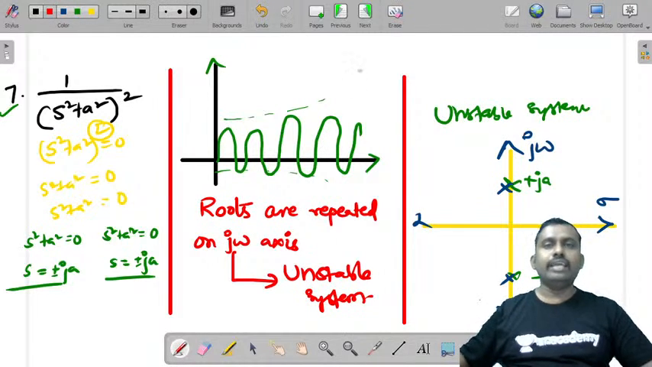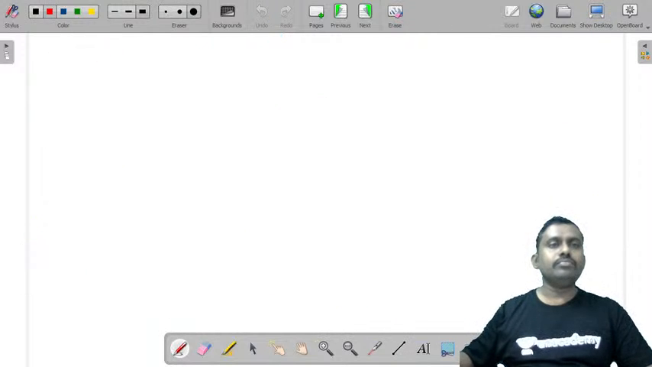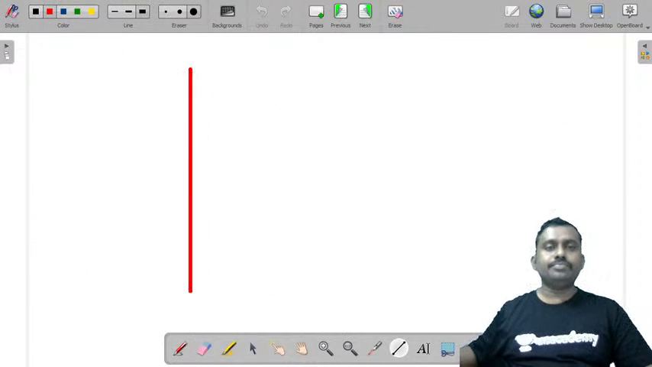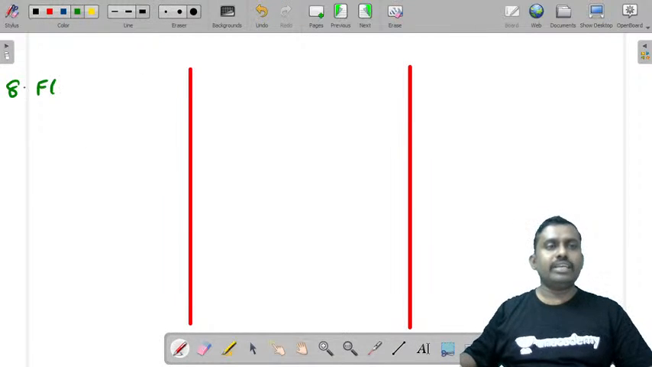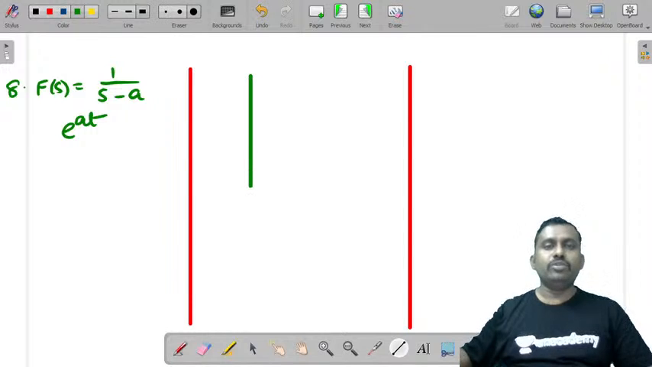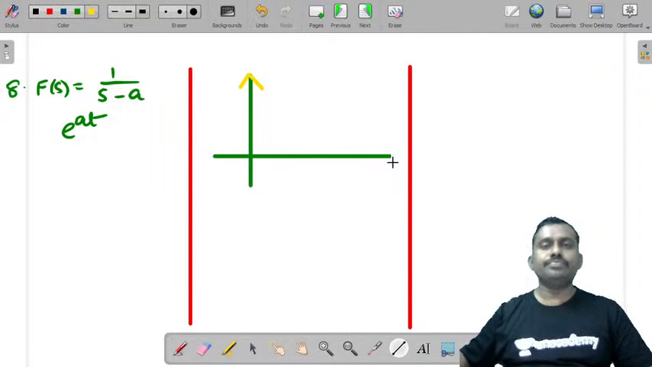So let us take the other part of the eighth one. I'll show you this eighth one directly. Let me take the example f of s is equal to 1 by s minus a. If it is s minus a, what is its Laplace inverse first? It is e power at, an exponentially increasing function. If you try to draw it, it is an exponentially increasing function.